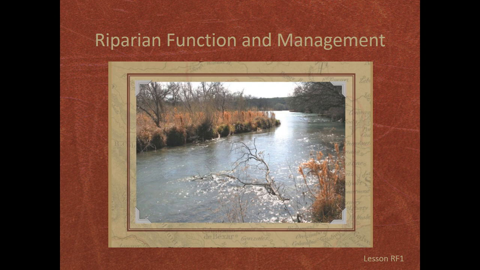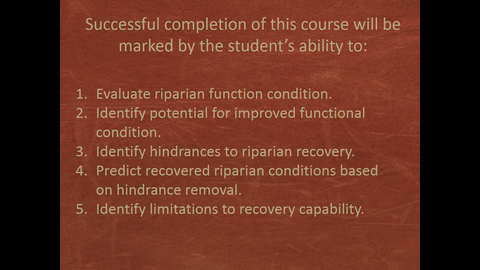Together, we will explore cause and effect relationships, degradation and recovery processes, and learn to identify activities that may be hindering riparian recovery. Successful completion of this course will be marked by the student's ability to evaluate riparian function conditions, to identify potential for improved functional condition, to identify hindrances to riparian recovery, envision recovered conditions, as well as identify limitations to recovery capability.